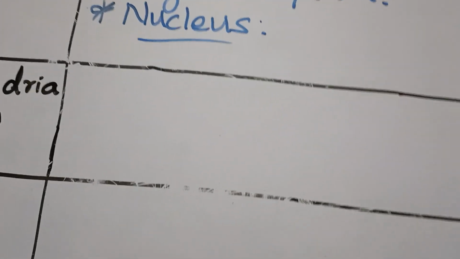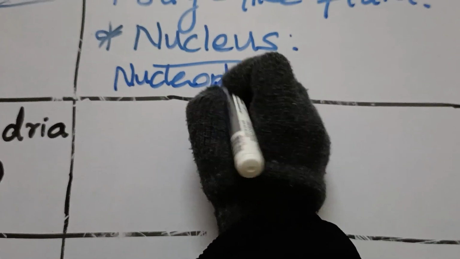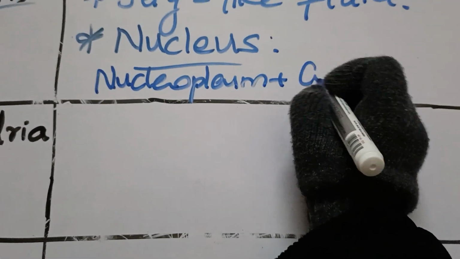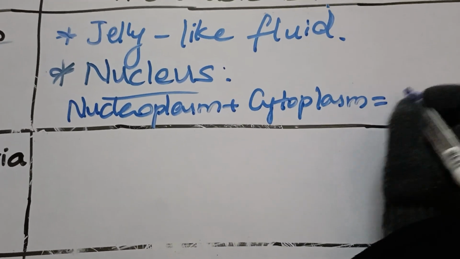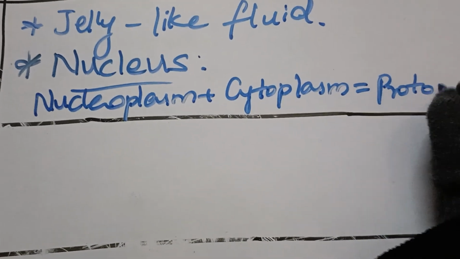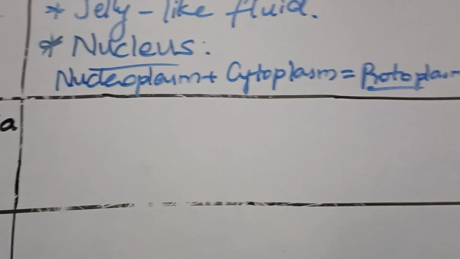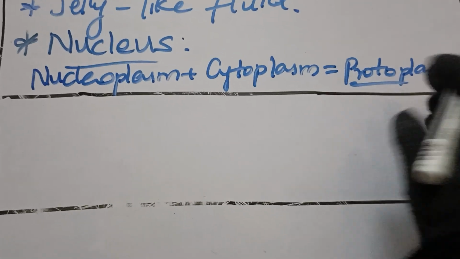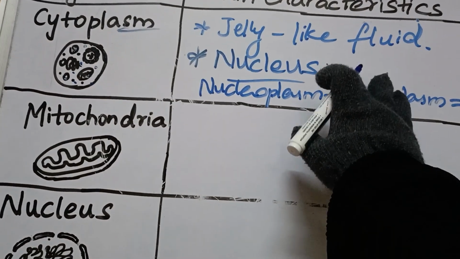Okay, so now we are going to learn one more word. So nucleoplasm, which is present inside the nucleus, plus cytoplasm, which is present outside the nucleus in the cell, together become protoplasm. Protoplasm, nothing but the life constituting fluid, the jelly-like fluid which makes life. Clear? So this was about cytoplasm.